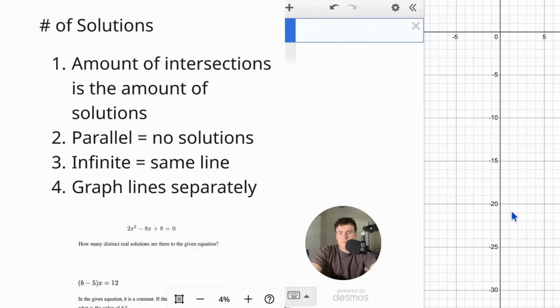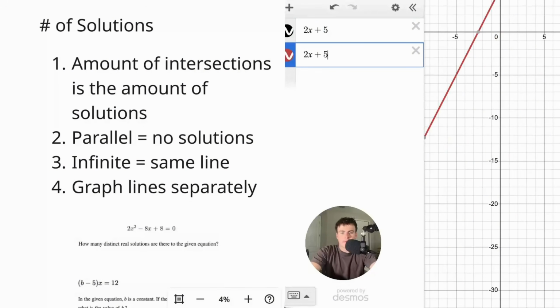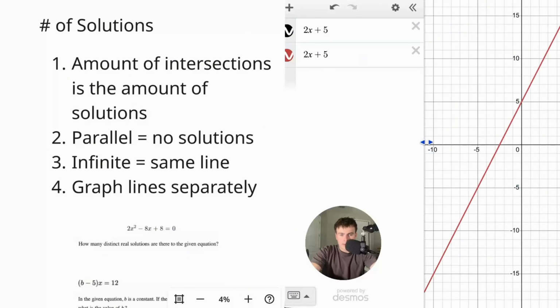And if they are infinite, that means they're literally the same line. So for example, let's say we had 2x plus 5 and 2x plus 5. Well, as you can see, these two lines are just completely overlapping each other. So therefore, they are infinite. So infinite literally means same slope, same y-intercept, same exact line.